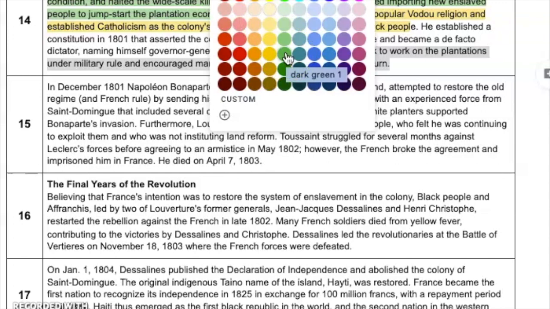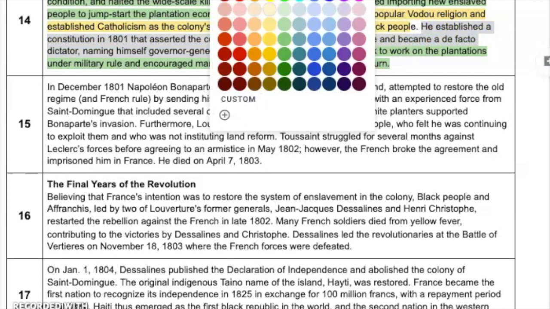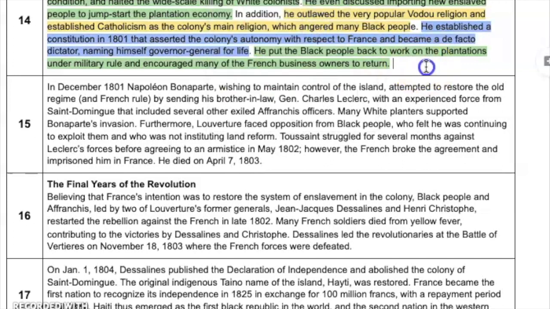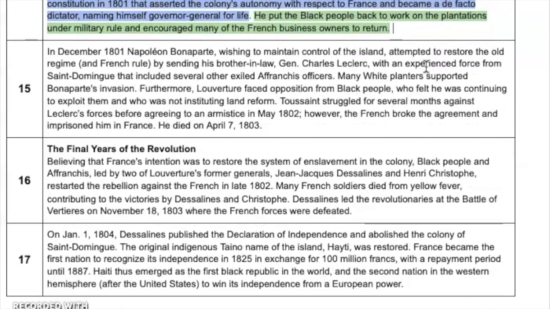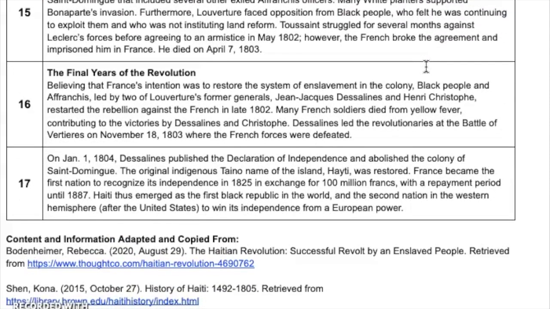Now, the last sentence, I would say, is more economic, the idea of making money off of plantations. But this sentence here is political and social. He puts in a constitution, that's a political move. And he says that he has the power and control for life. Obviously, this is not going to be something that others will agree with.